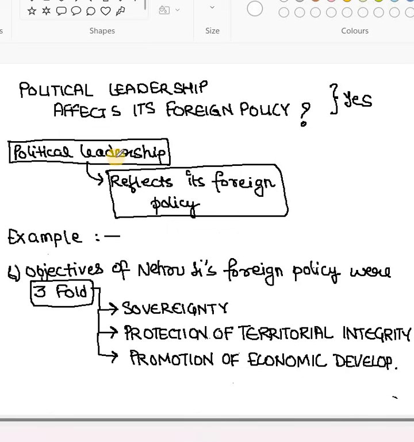Now, the second example of how political leadership reflects its foreign policy is through the Panchsheel Agreement. Write it down. Through the Panchsheel Agreement that we signed with China, the objectives of Nehru ji's foreign policy were reflected, and those were threefold: sovereignty, protection of territorial integrity of not just our nation but other countries' territory also, and promotion of economic development.